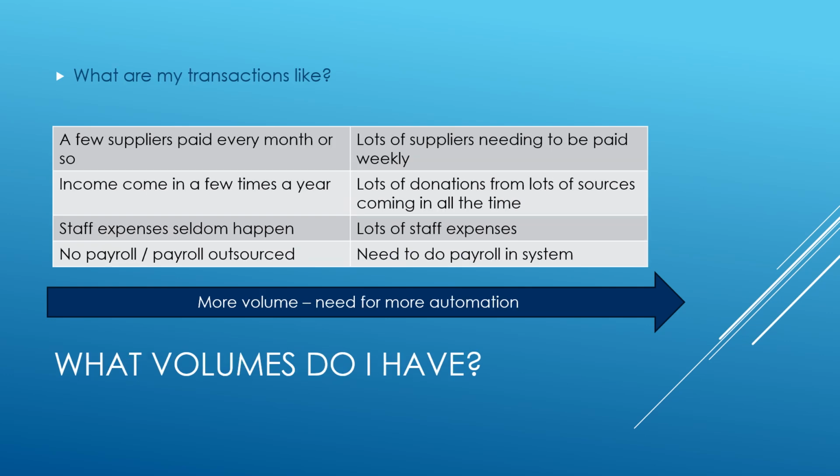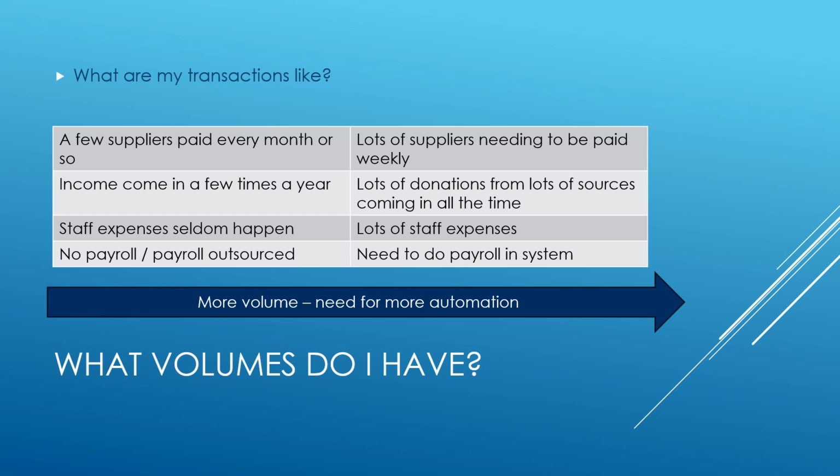Then what volumes do you have? What do your transactions look like? Let's say this is really how much do you need to churn through each month to keep your accounts up to date? What do you need in terms of invoices to suppliers? What do you need to keep on top of in terms of your income?